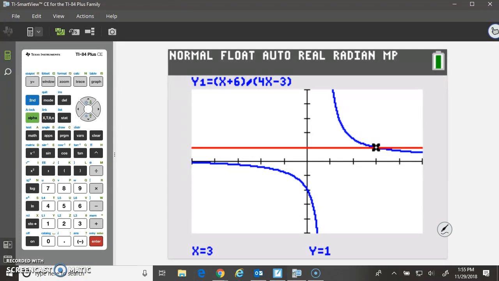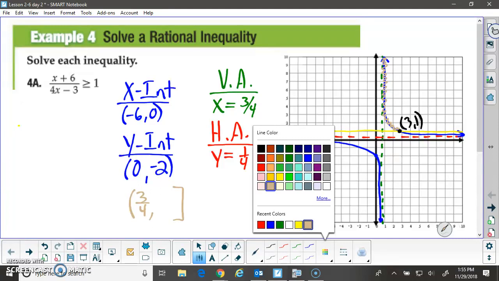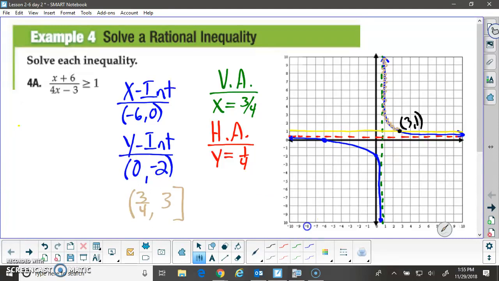And so, back to my problem here, since this point right here is at (3, 1), our answer is going to have to be from 3/4 to 3, because that's where the rational function is above the horizontal line of 1.